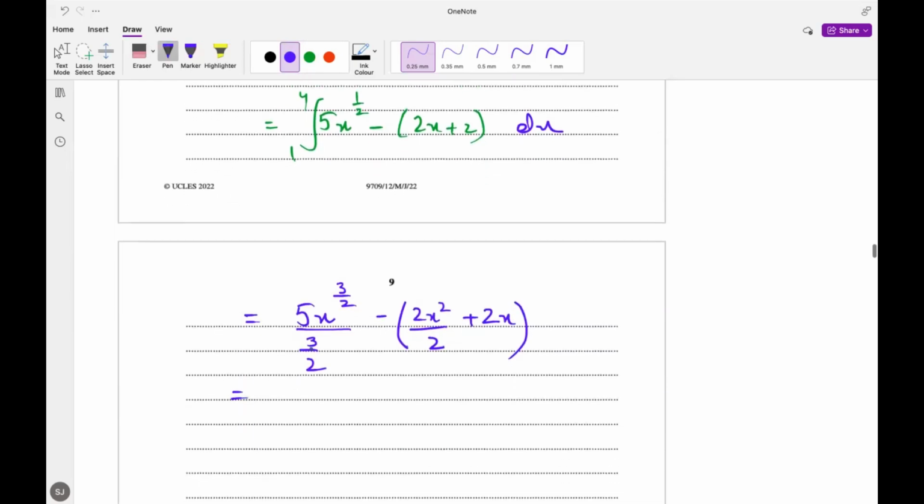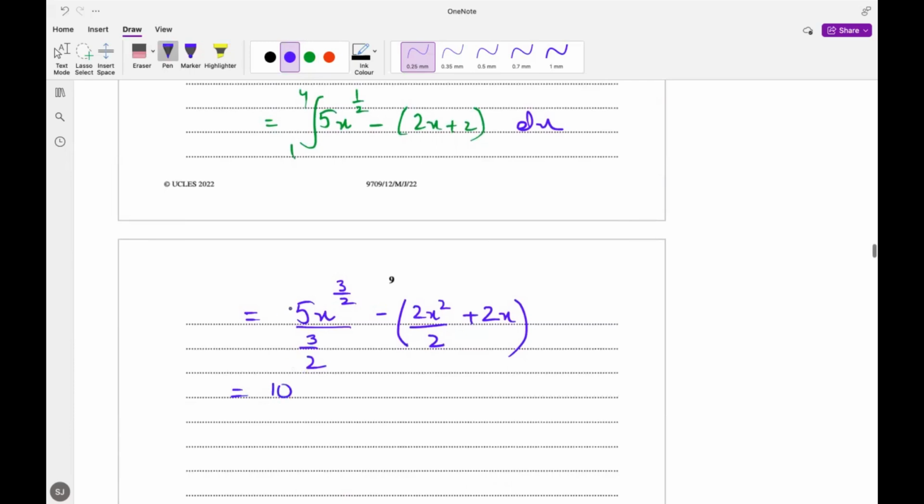So simplifying this will become 10 upon 3. The 2 will go in the numerator. This will become 10 upon 3 x to the power 3 upon 2 minus, 2 and 2 will cancel, so this will be minus x squared, and minus plus will become a minus, so this will be minus 2x.